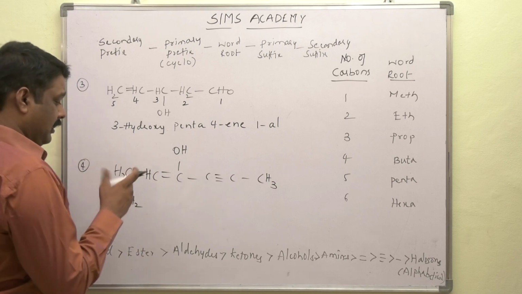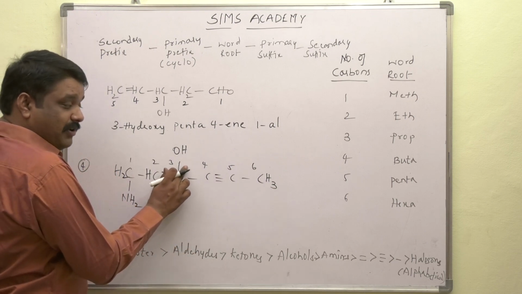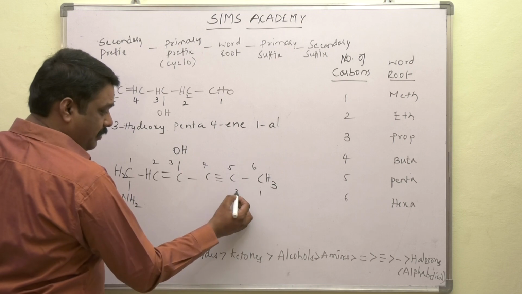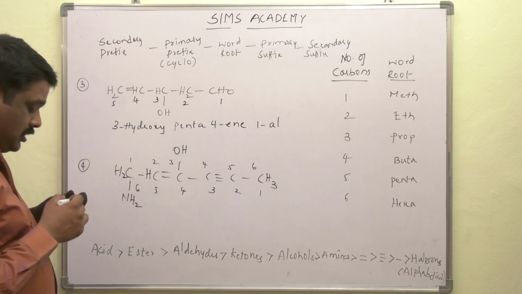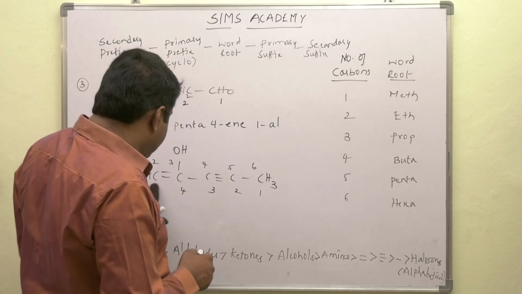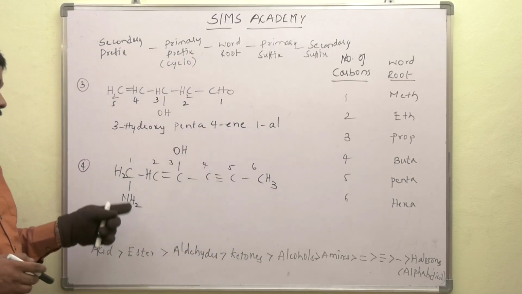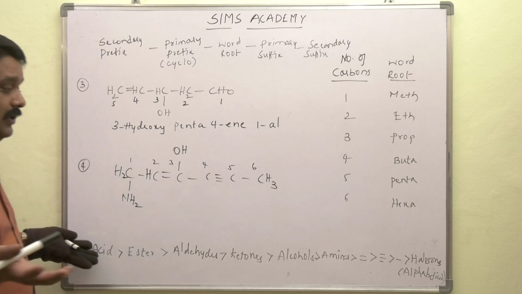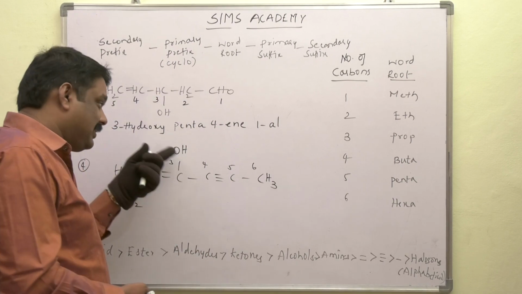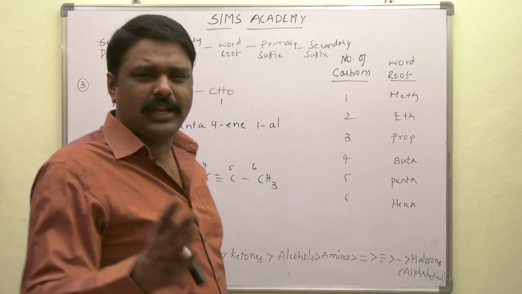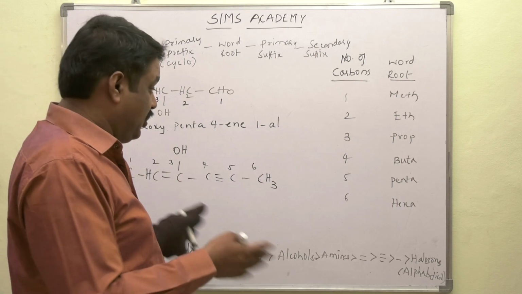You see, 1, 2, 3, 4, 5, 6. Which number do we get for the alcoholic group? 3. If I come from here, now I get 4. Which one is suggestible then? 3. When we get 3 over here, we get 1 for amine. No problem, no issue for us, because we should think about OH first. When we are thinking about OH, we have come across NH2. That coincidentally we have got. We did not plan for that.